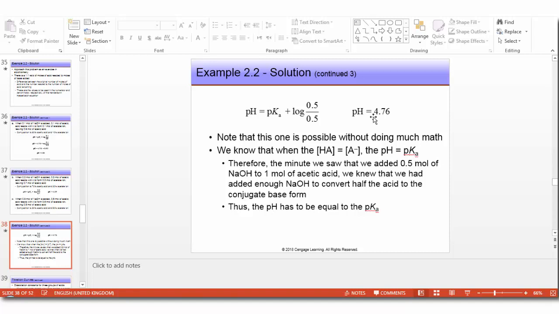The pH also increases. Now note that this one is possible without doing much math. We know that when the concentration of HA equals the concentration of A minus, then the pH equals pKa. Therefore, the minute we saw that we added 0.5 mole of NaOH to 1 mole of acetic acid, we knew that we had added enough NaOH to convert half of the acid to the conjugate base form. Thus, the pH has to be equal to pKa.